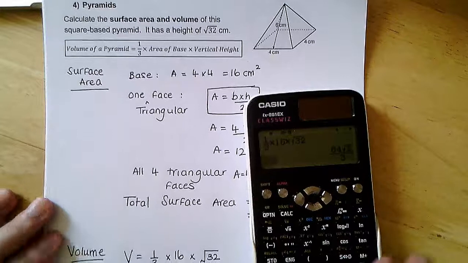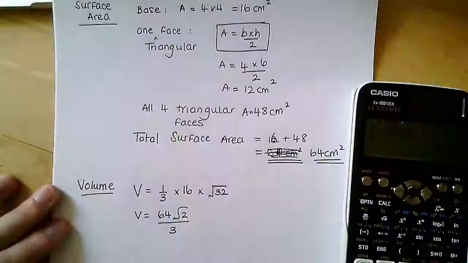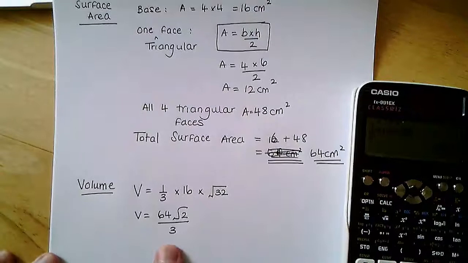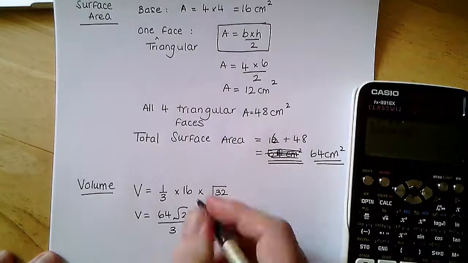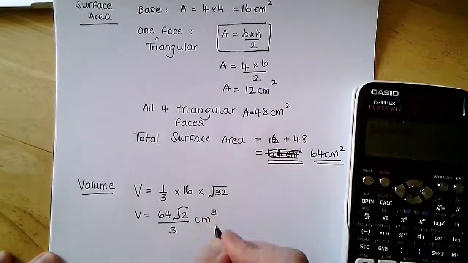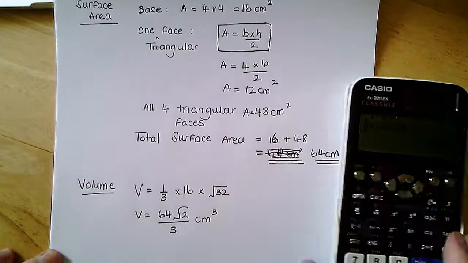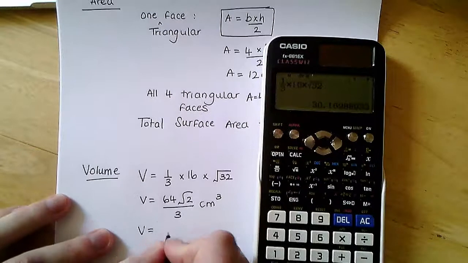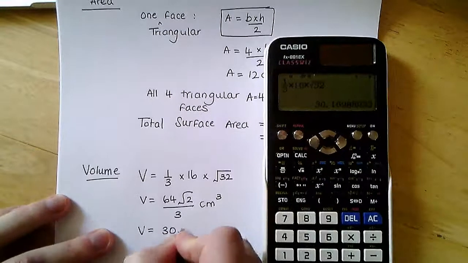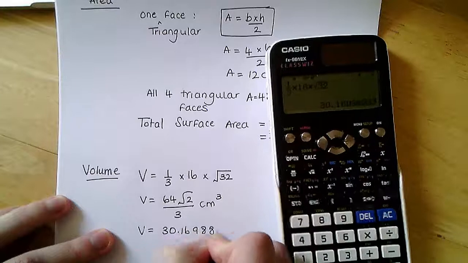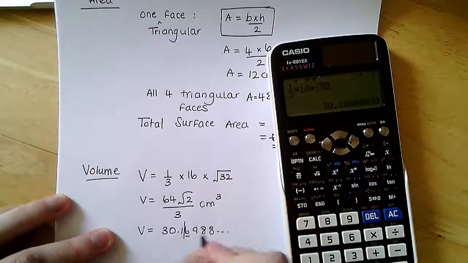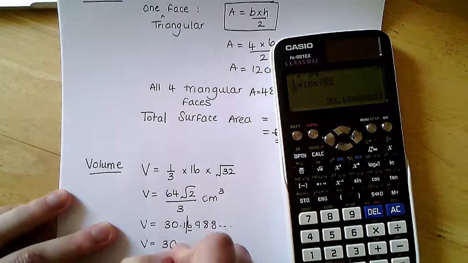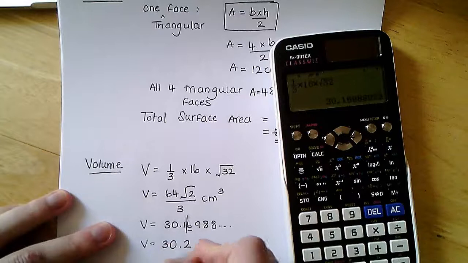Now, if the question said give your answer as an exact number or give your exact volume, that would be your final answer. It doesn't specify, so therefore we give it 3 significant figures. So that is 30.1698 and so on. 3 significant figures, so volume is 30.2 centimetres cubed.